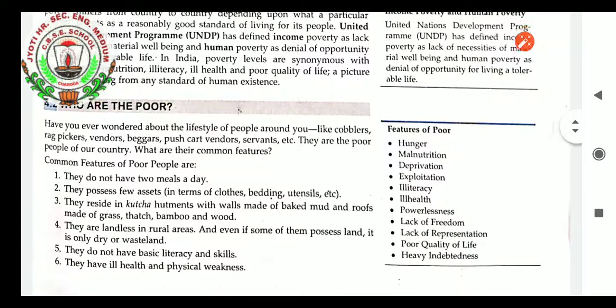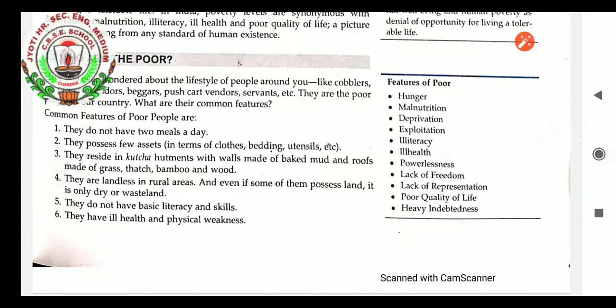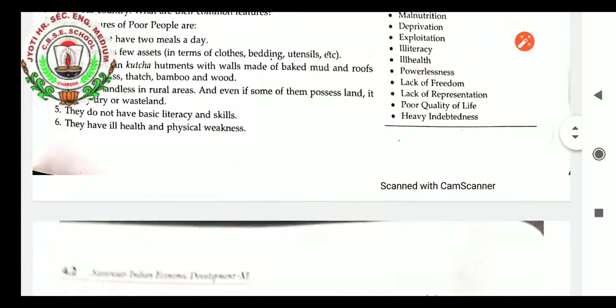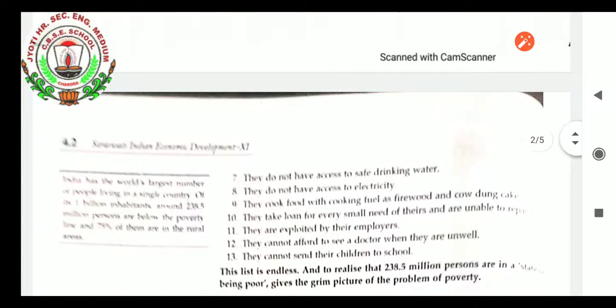You can see here the list: hunger, malnutrition, deprivation, not getting anything easily, exploitation, illiteracy, ill health, powerlessness, lack of freedom, lack of representation, poor quality of life, heavy indebtedness. All these people come under the poor. Not only the person who is surviving on the roadside or street side is poor, but all people who have this poverty are considered poor.